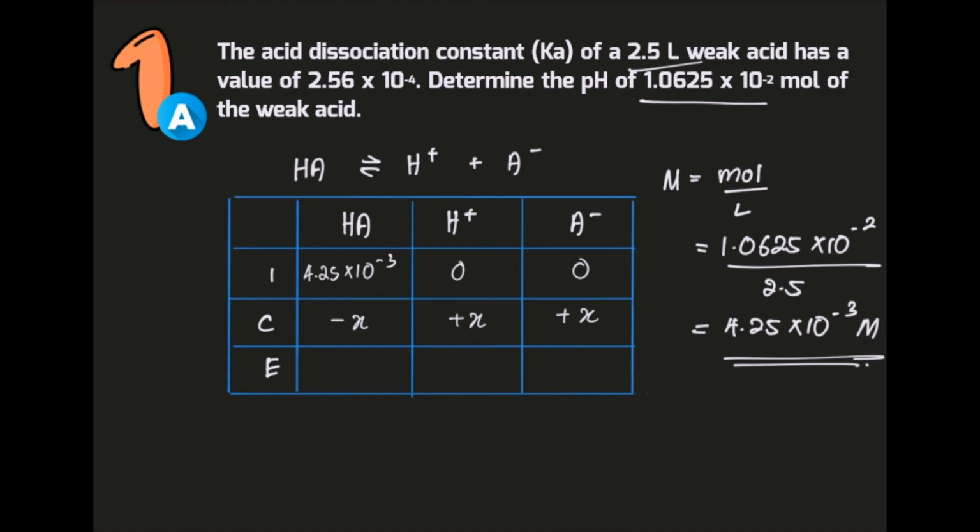So at equilibrium, it's the same thing. It's going to be 4.25 times 10 to the power of negative 3 minus x. So 0 plus x equivalent to x, and this one is x as well.